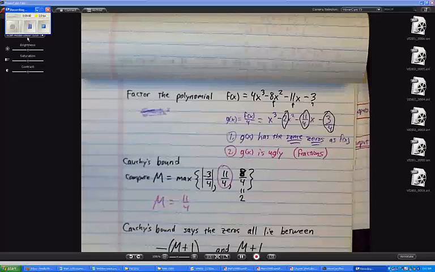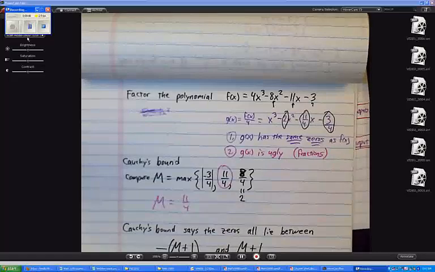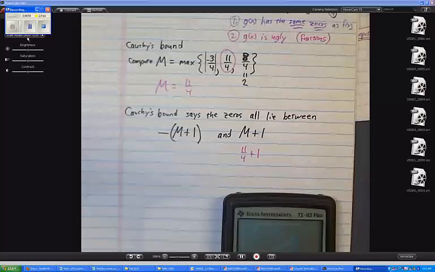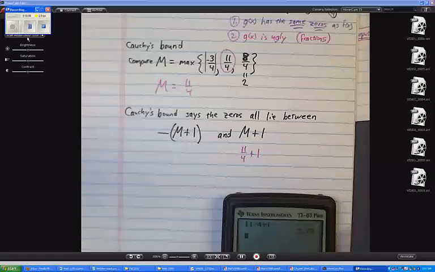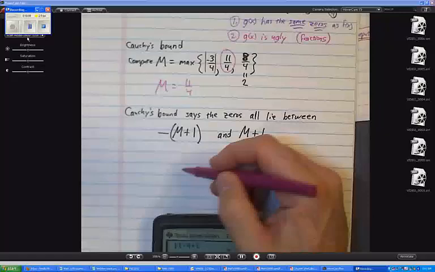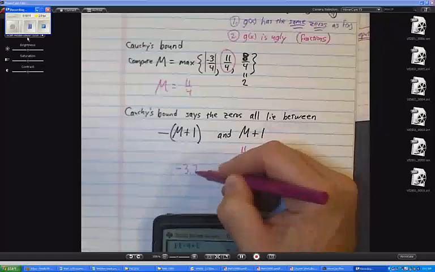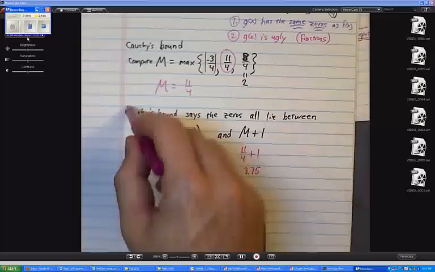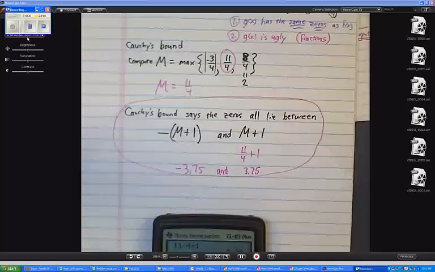So for us, let's see, what's 11/4 plus one more? Oh, you can't see, all right. Well, 15/4, right? It's 3.75, right? And what this tells me is all the zeros lie between negative 3.75 and positive 3.75. That's really a nice fact to know. And let me show you why that's important.